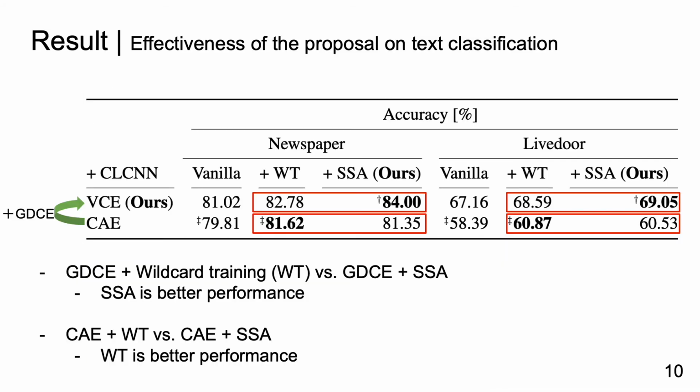Here is a summary of the classification performance. We can confirm the proposed framework, GDC with SSA, shows the highest performance among our evaluation. In the GDC, the SSA performs better than the WT, the conventional dropout-based data augmentation method. On the other hand, in the CA, the WT performs better than the SSA. In the next slide, I show the effectiveness of the proposal on interpretation and why the WT is better than the SSA for the conventional CA.